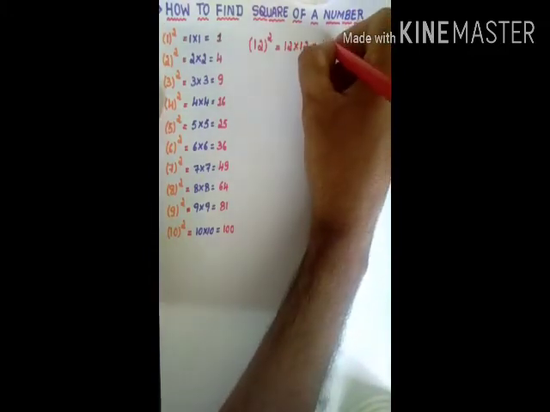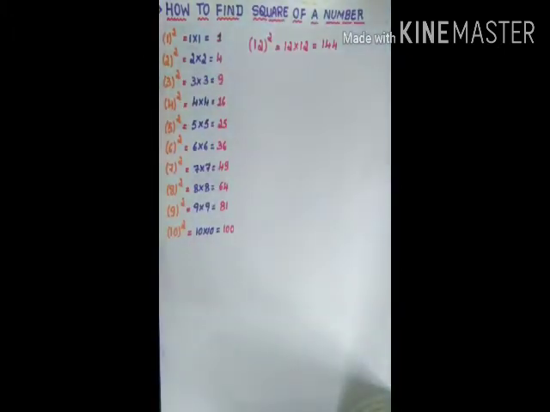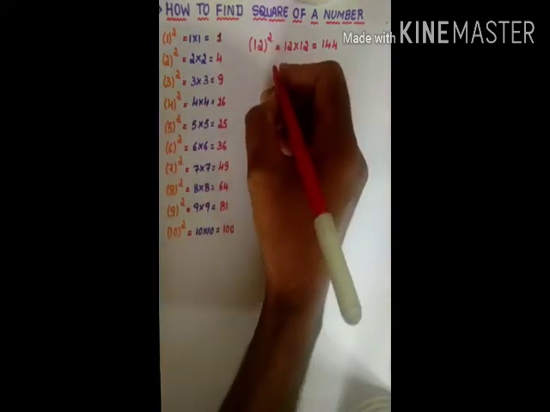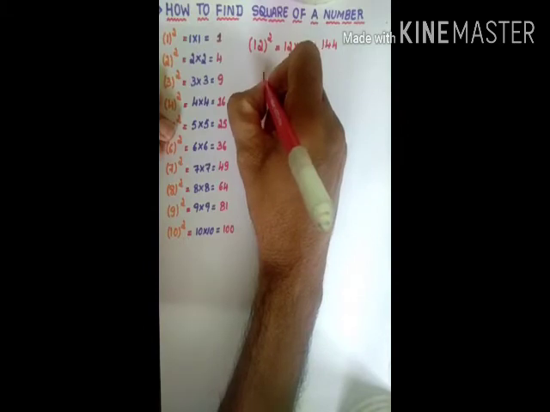12 into 12, I know I can write 144, but everybody can't write. The intelligent student can write 14 into 14, 196. Average students will take some time, right? So how to bring the average student to the intelligent student track? Easier way. This is very simple. I will explain today how to make 12 square within a few seconds.